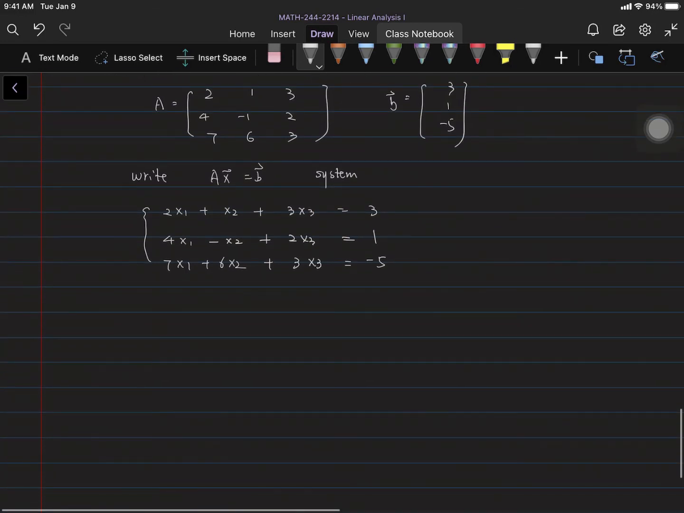Now let's try this exercise. I'm going to give you an example with x plus 2y and so on. So here we have two equations.